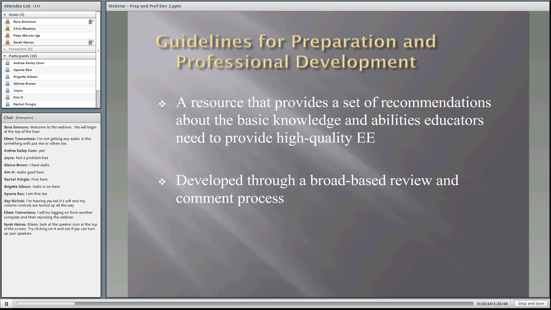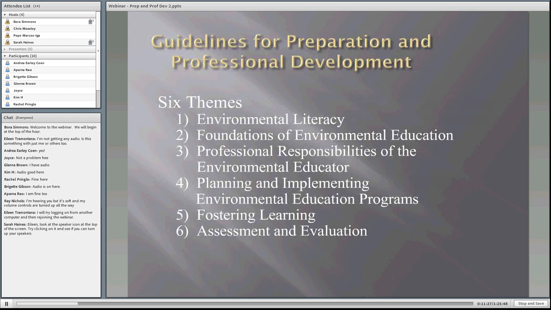The notion of the guidelines for the preparation and professional development of environmental educators is that we really built them as a means of setting recommendations about what it is that an environmental educator should know and be able to do. And as I mentioned, they were developed through a broad-based process of review and comment, which involved literally hundreds of individuals and organizations across the country. The guidelines are organized around 6 themes, and I'm going to go through them fairly quickly, but just so that you have an idea of what they encompass. And you're going to start to see some familiar ideas from the poll that you just took.